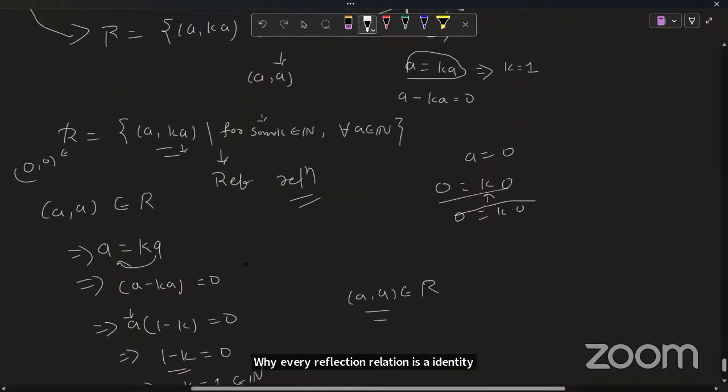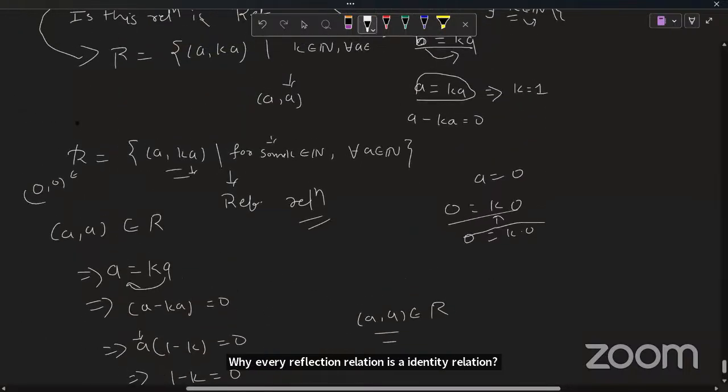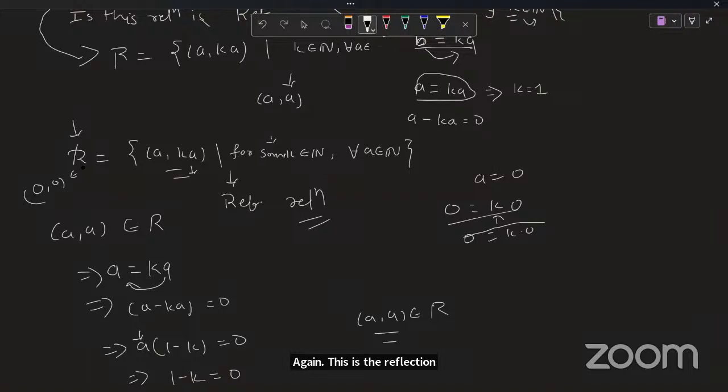Okay. Again, this is a reflexive relation. Jashan, see carefully. This is a reflexive relation, right? Is this an identity relation now? No, right? Because (2, 6) is also there. (2, 6) is also there, but (2, 6) is not allowed inside the identity relation. So this is not an identity relation. Now understood?